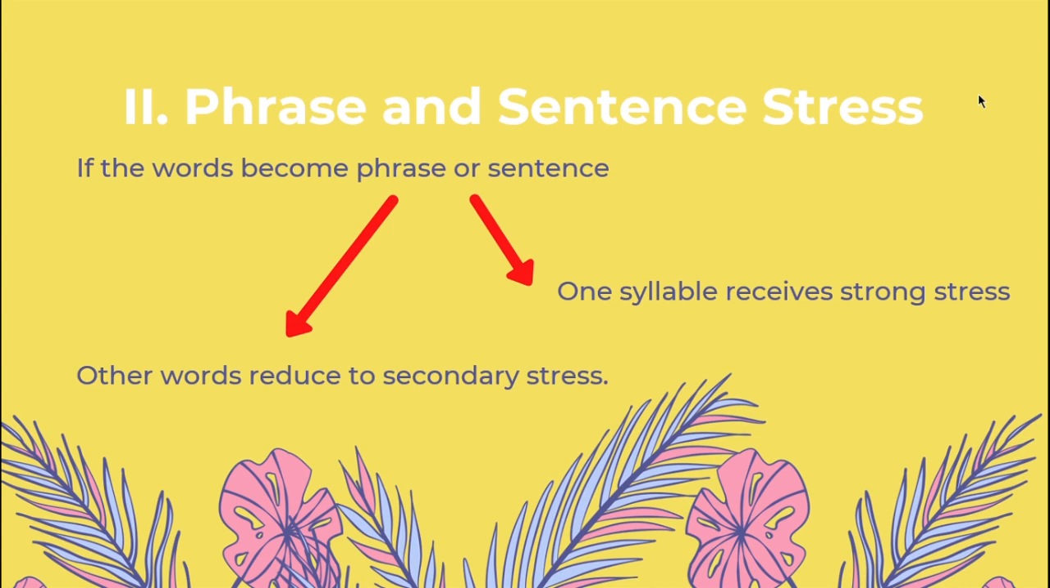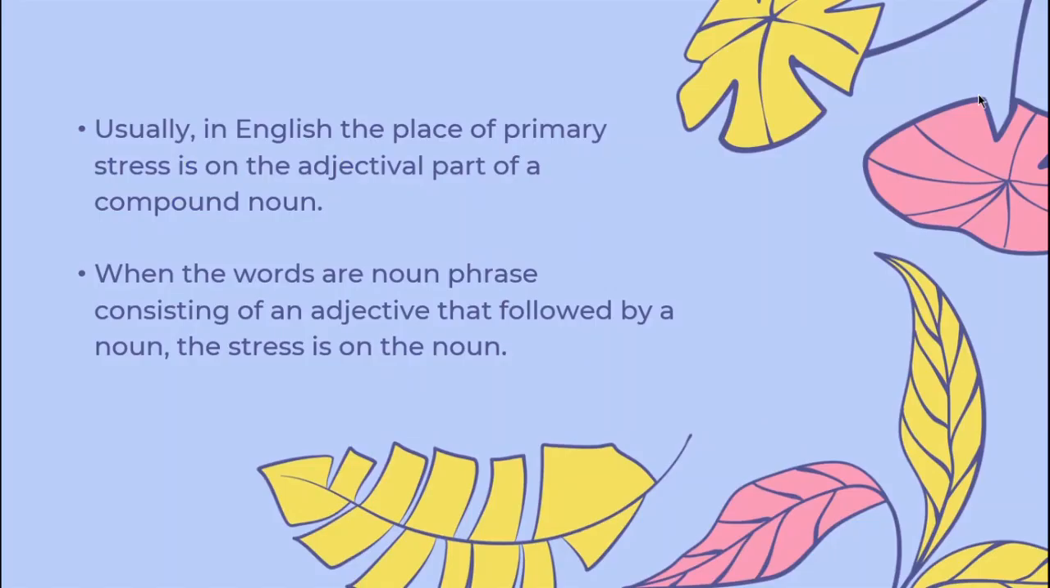I think everyone got the stress lesson in pronunciation class, and in this session we are going to talk about it deeper. When words are combined into phrases and sentences, one syllable receives strong stress and other words are reduced to secondary stress. Then, in English, the place of primary stress is on the adjectival part of a compound, which may be written as one word, two words separated by a hyphen, or two separate words.